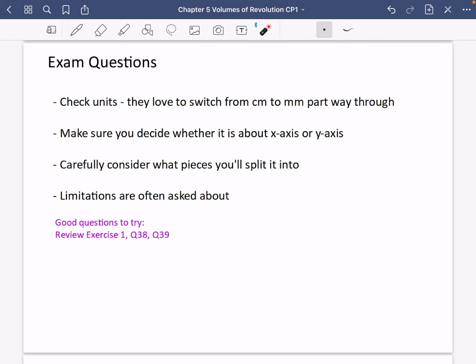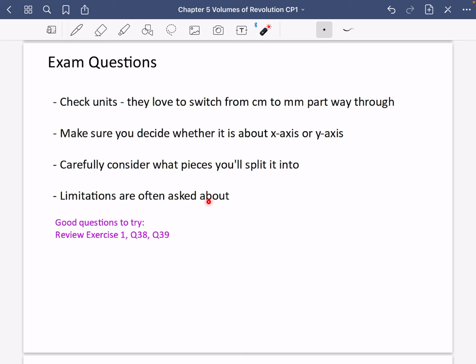Okay, so we're going to finish chapter 5 by looking at some exam questions, and I just wanted to point out a few different strategies you might think about. So number one, always check the units. They love to switch from centimeters to millimeters or other units partway through a question. Make sure you decide whether it's going around the x-axis or the y-axis and that you know your formulae. Carefully consider what pieces you'll split it into if it's one that requires some splitting up.